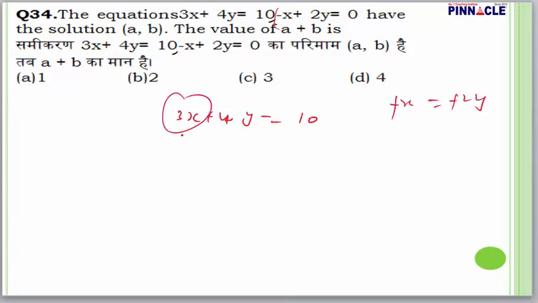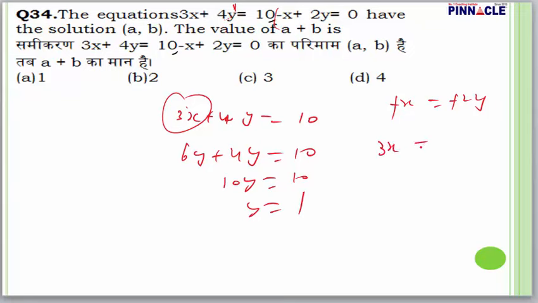So put x is equal to 2y. If I put 2y here, then it would be 6y plus 4y is equal to 10, and 10y is equal to 10, y is equal to 1. If y is equal to 1, then 3x is 10 minus 4, that is 6, and x would be 2. So y is 1 and x is 2. The question is a plus b, 2 plus 1, that is 3. 3 would be the answer.